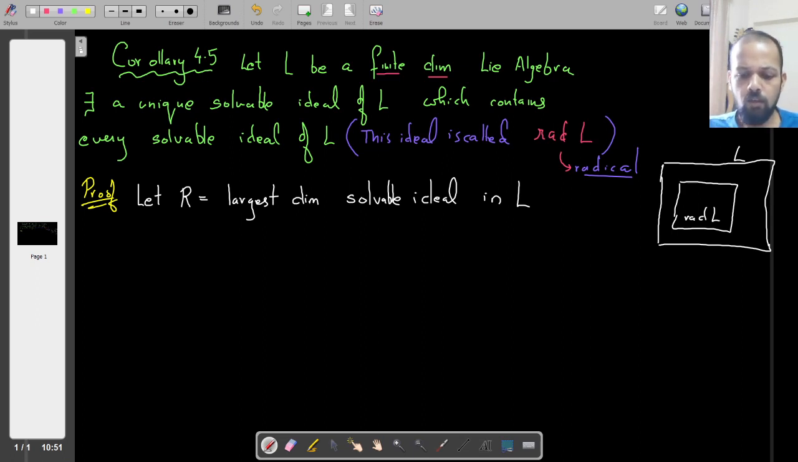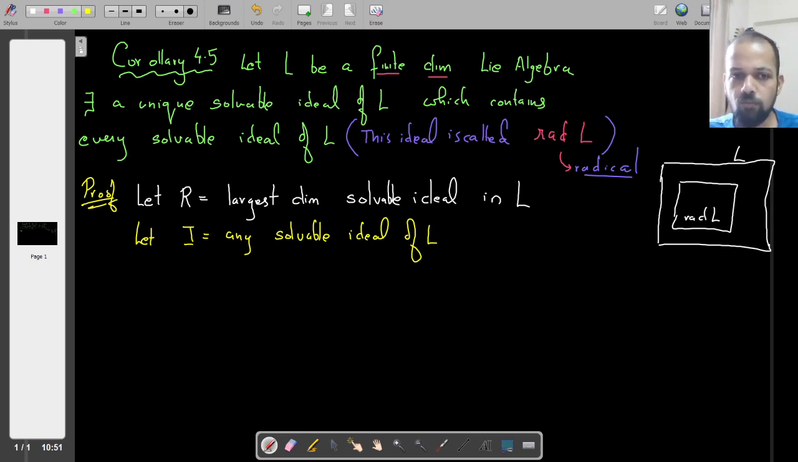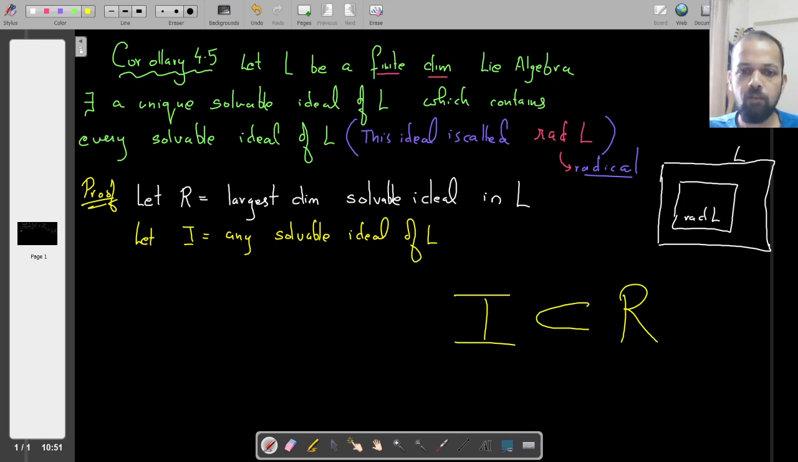Now let I be any other solvable ideal of L. If I could from here show that I is contained inside R, that means any solvable ideal you give me is inside R, then automatically this result gets proved, because that means R, which had the largest dimension, contains every other solvable ideal.